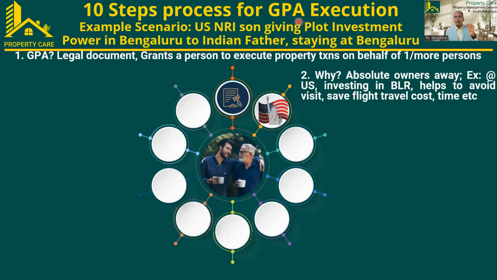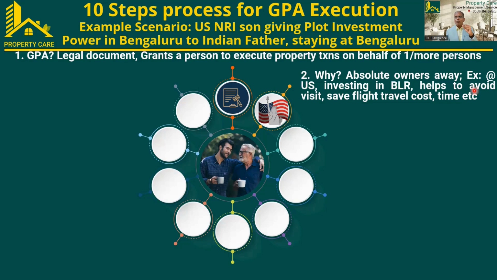So here, according to this example, why is this needed? See, absolute owners are away. They are not here. An example, in this case, the son is in the US and wants to invest in Bangalore. So he has some funds on hand. He wants to invest for his daughter or son in a plot investment. So that is the objective.